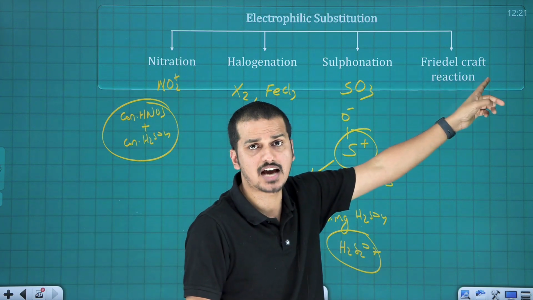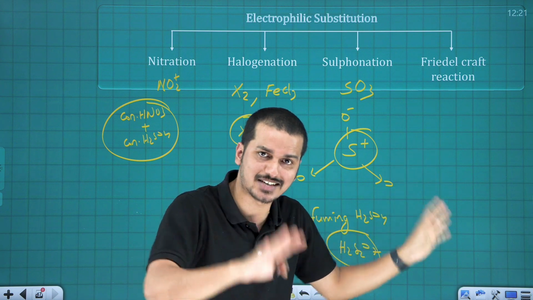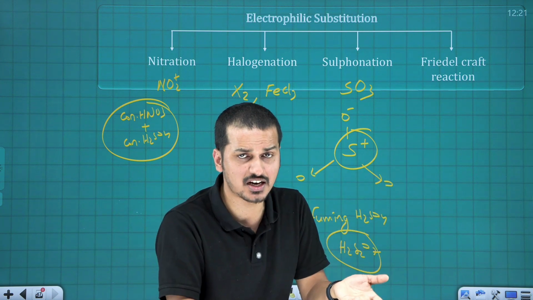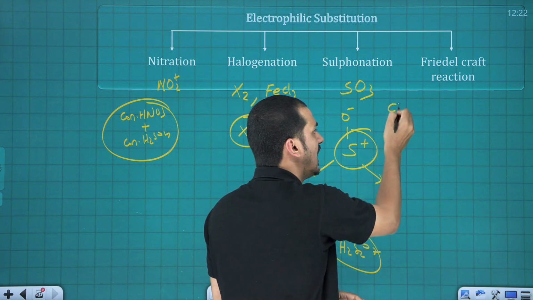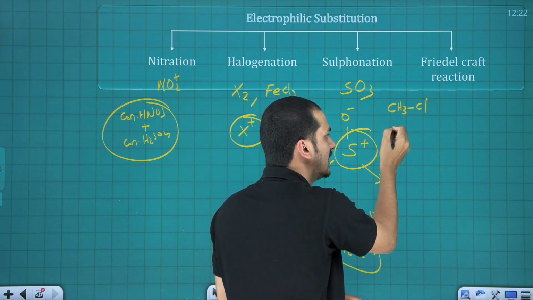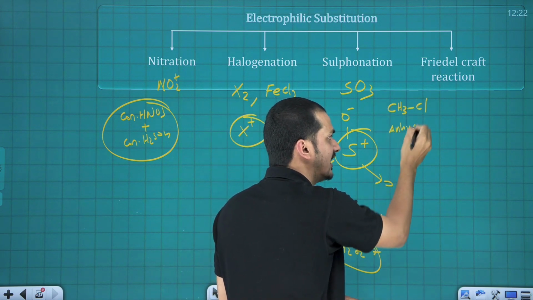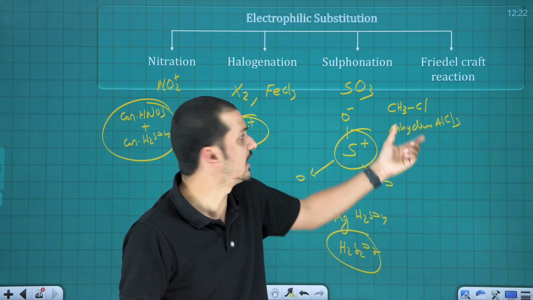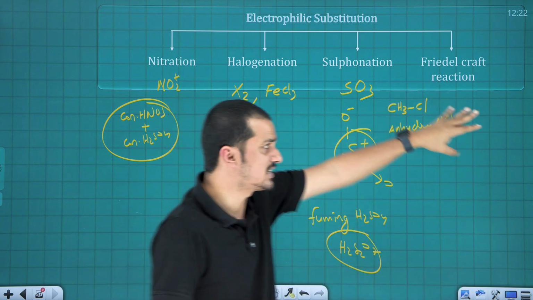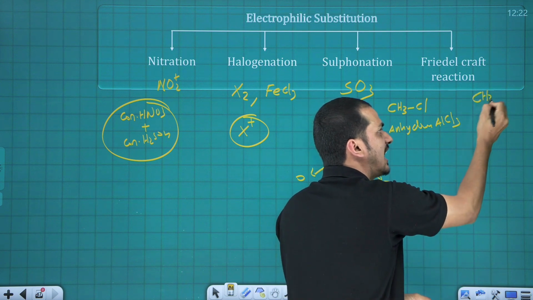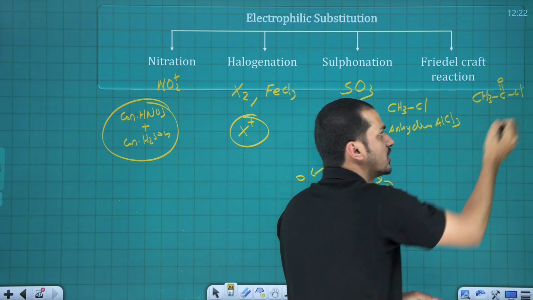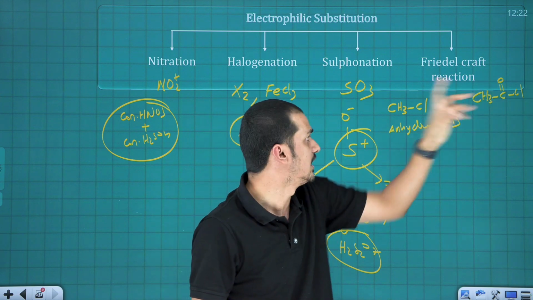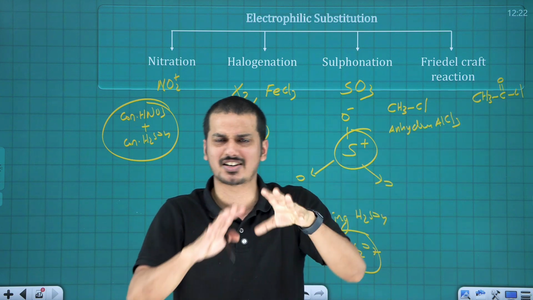And Friedel-Crafts reaction we already learned. Friedel-Crafts acylation is there, Friedel-Crafts alkylation is there. Friedel-Crafts alkylation means any haloalkane along with anhydrous AlCl3. Anhydrous AlCl3 is called Friedel-Crafts reagent. If it is acylation, you have to take acetyl chloride, CH3COCl, in presence of anhydrous AlCl3. That will give you CH3CO plus. The alkylation will give you CH3 plus. That reaction you already learned.